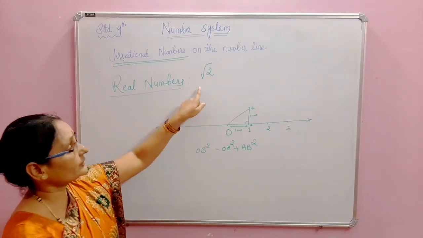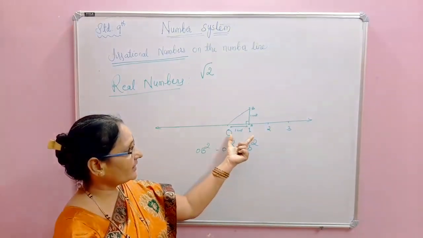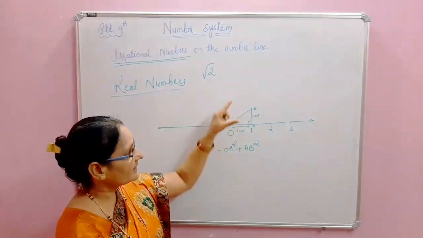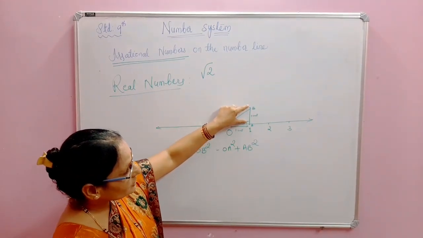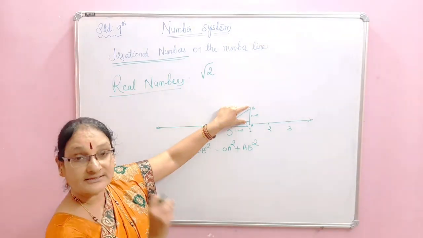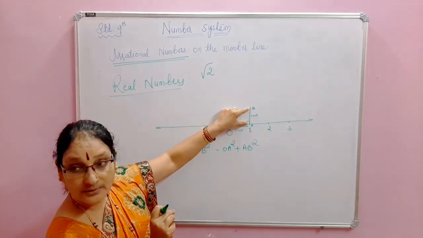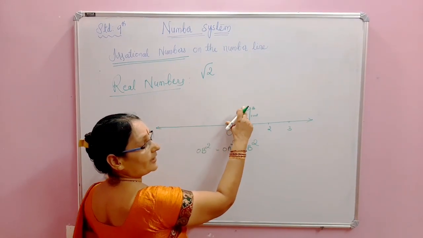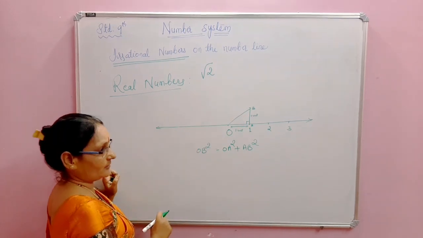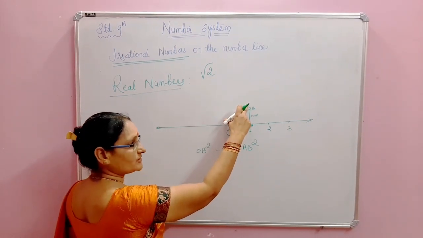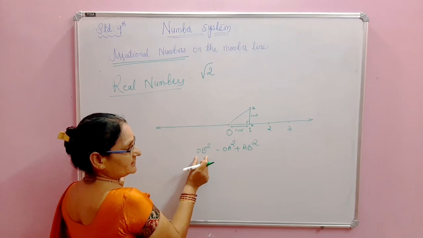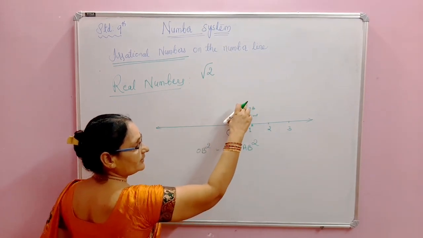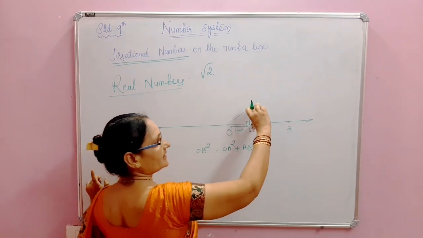What have we done to locate root 2 on the number line? Just take 1 unit, that is point A. This is 1 centimeter. Take here also 1 centimeter. This should be perpendicular. You know how to take, just 90 degrees, 1 centimeter. This also 1 centimeter you have to take. And if it is 90 degrees, this is called the hypotenuse. According to Pythagoras, OB square, that is hypotenuse square, is equal to the sum of the squares of the other two sides. So OB square is equal to OA square plus AB square.